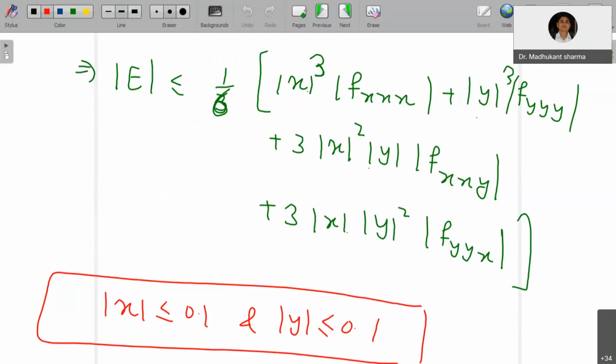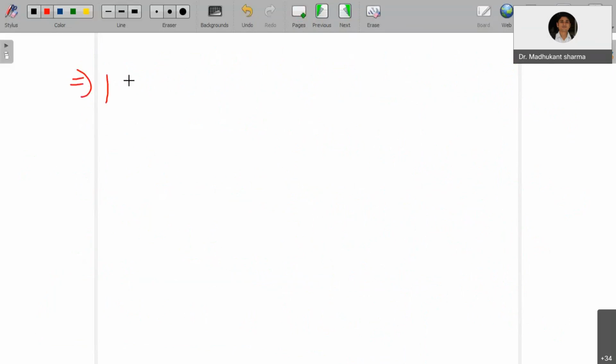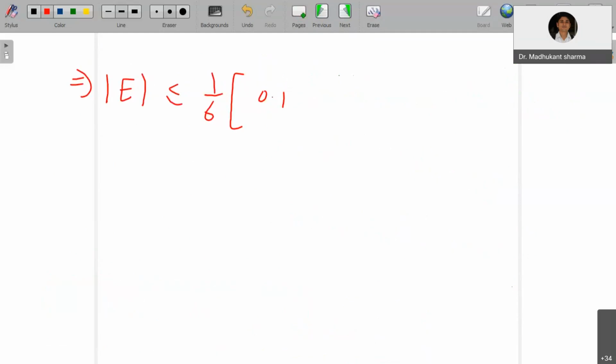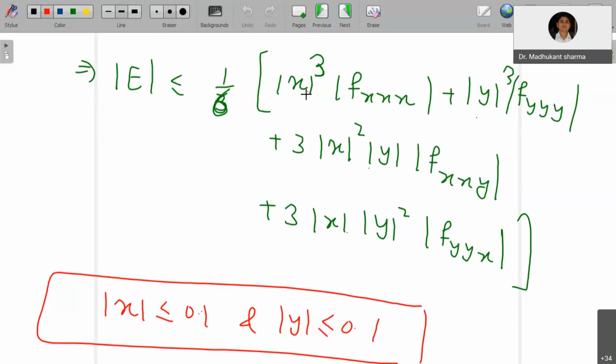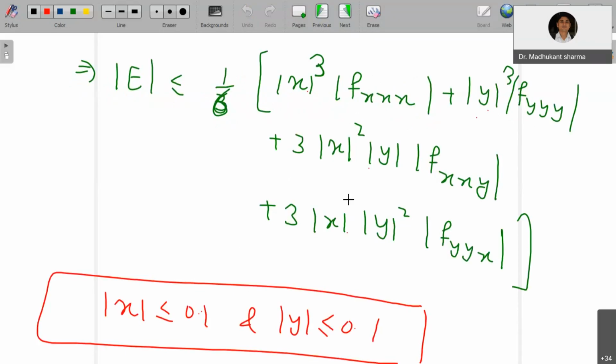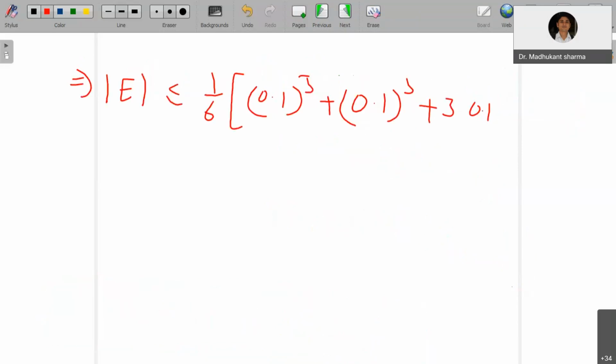So now this will imply mod e is less than or equal to 1 by 6 times, so mod x cube is going to be less than or equal to 0.1 cube. It's a positive number, so no need for the mod now. Times mod f_xxx is less than or equal to 1, so I'm not putting that. Similarly here, 0.1 cube into 1. Plus 0.1 cube plus, now 3 times, mod x square is less than or equal to 0.1 square and mod y is less than or equal to 0.1, so this will lead to 0.1 cube. So 3 times 0.1 cube. The next term also similarly will lead to 3 times 0.1 cube, and the other quantities are bounded by 1.